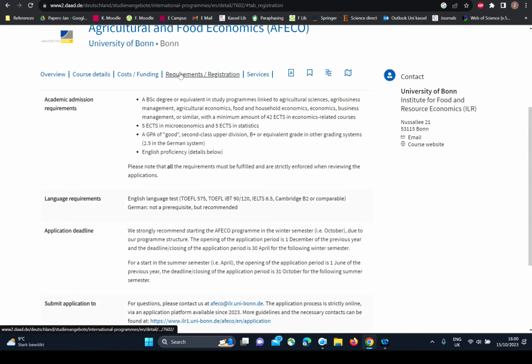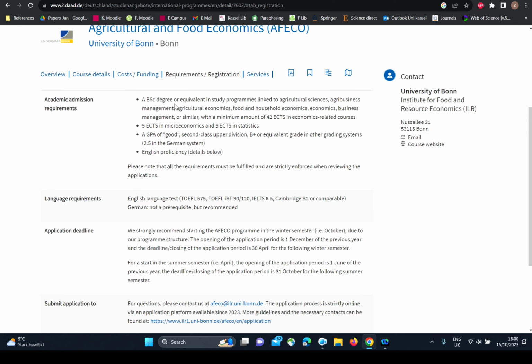And now we have the requirements. So guys, again, one thing: if they say the requirement is like 2.5 in the German system, and your grade is not good, then no need to waste time and money to apply, because if they say something here, you need to strictly follow. Yeah, so here is the academic admission requirement.